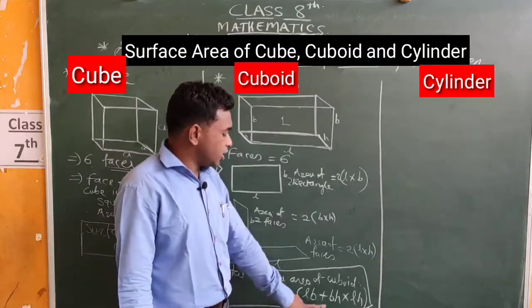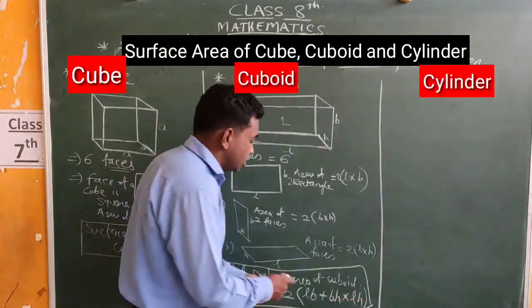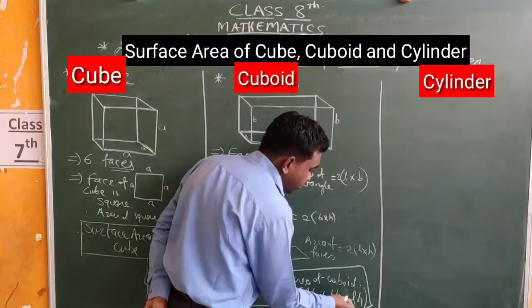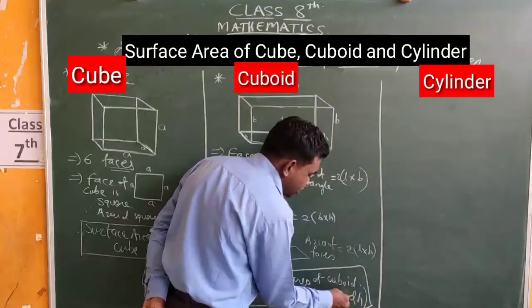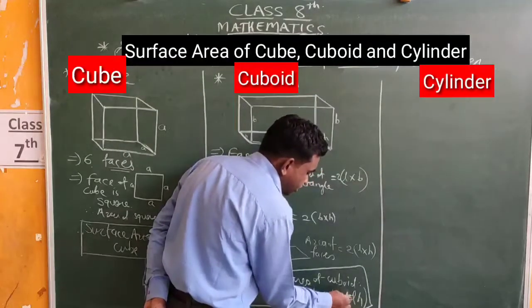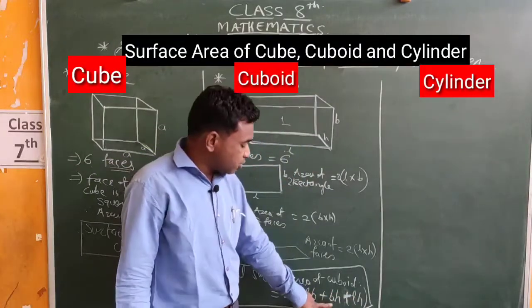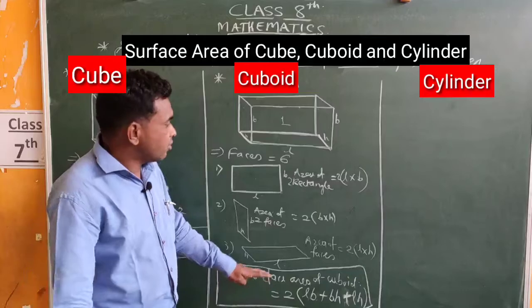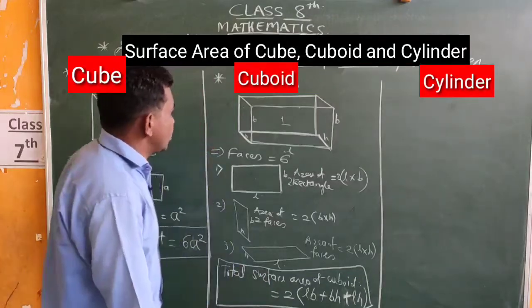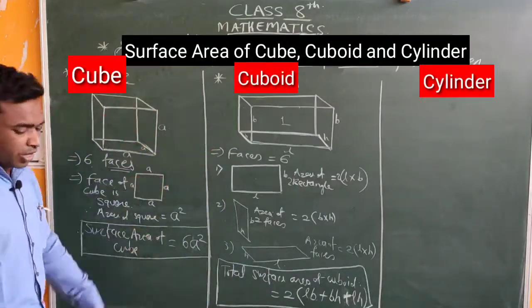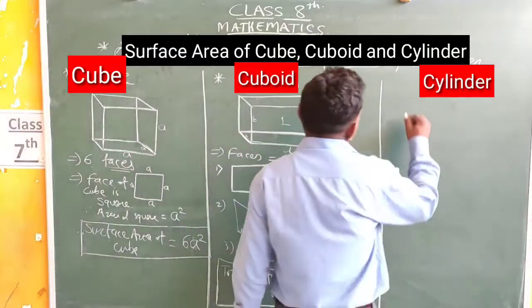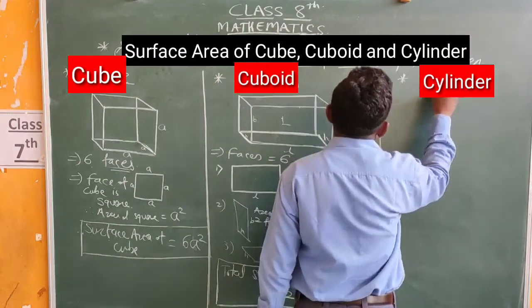Understand? 2 into LB plus BH plus LH. 2 into bracket LB plus BH plus LH. Make the correction in the formulation. Understand? This is a cube, this is the cuboid, and last we are going to find out the cylinder.